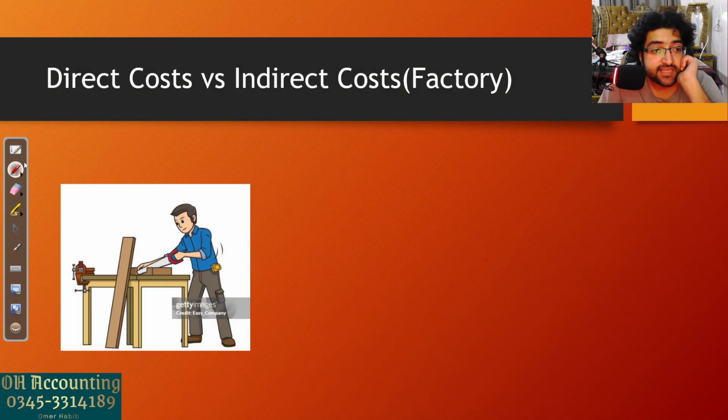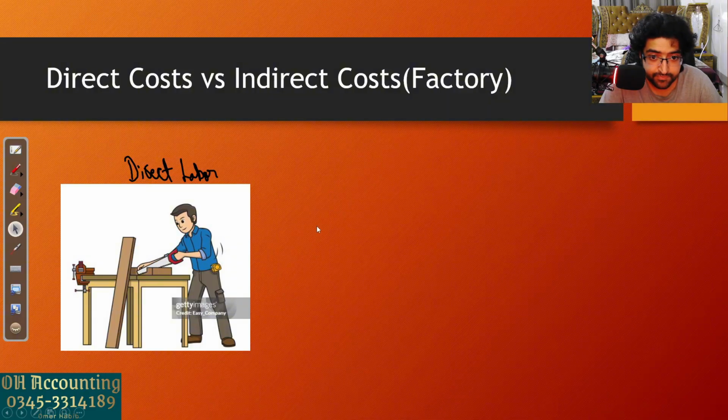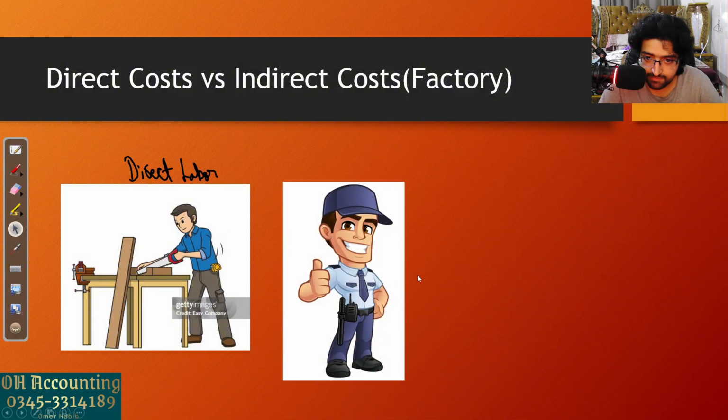Okay, this is a person cutting wood and building tables. Obviously, this is your direct cost. You can call it direct labor, because he's directly involved in the manufacture or production of goods, which is table in this case. But the factory guard, he's not manufacturing the table, but he's necessary, he's required for the factory. So it's an indirect labor.